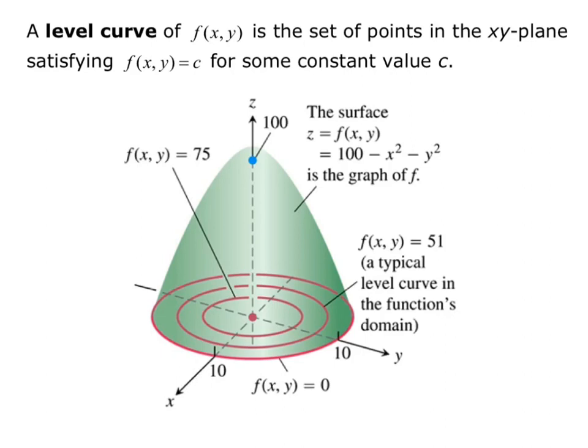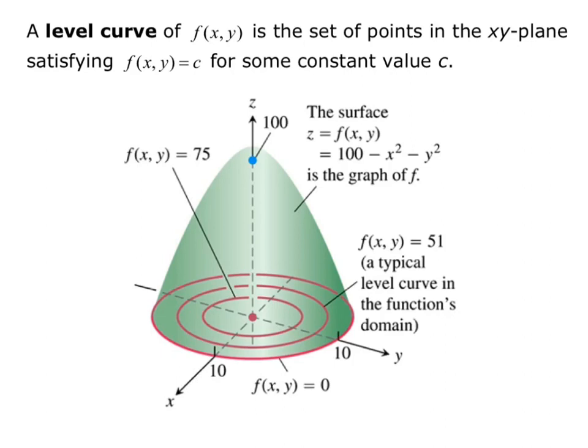The surface z equals f(x,y) equals 100 minus x squared minus y squared is the graph of f. This is an upside down paraboloid with z-intercept (0, 0, 100). The figure shows several level curves in the xy plane. For example, let's look at the level curve for c equals 75.